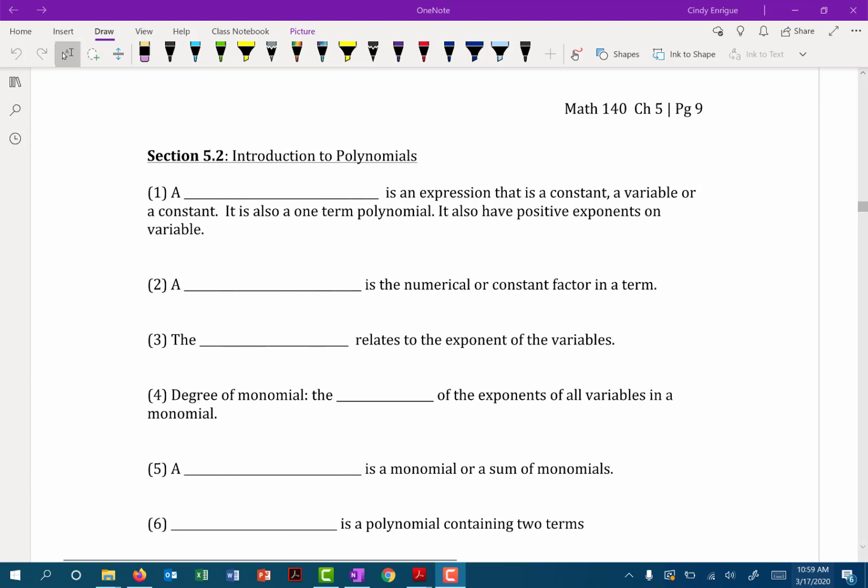So here we go. Section 5.2 is all about the introduction to polynomials. So we're going to fill in the blanks and get used to our vocabulary words here. A blank is an expression that is a constant or a variable. Unfortunately, I have some typos here. That's a typo because I say constant twice. So it's a constant or a variable, and it's also a one-term polynomial. It also has positive exponents on the variable. And so the vocabulary word we're looking for is polynomial.